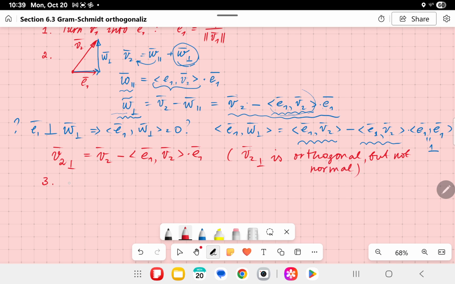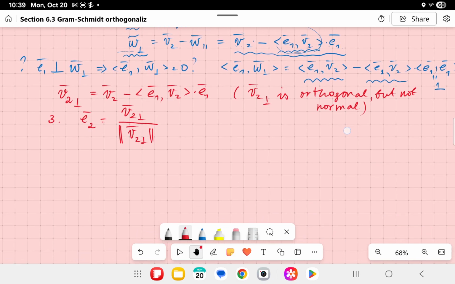So here I'm going to make it normal, or turn it into a unit vector. So my E2, my second vector, is going to be V2 orthogonal divided by the norm of V2 orthogonal. That's going to produce my second vector. How should I produce my third vector?